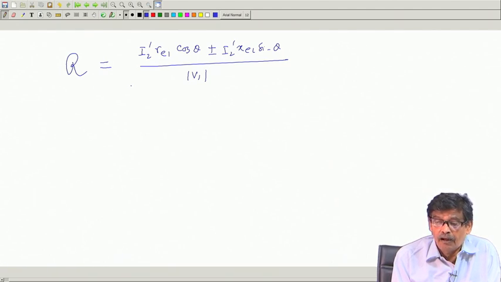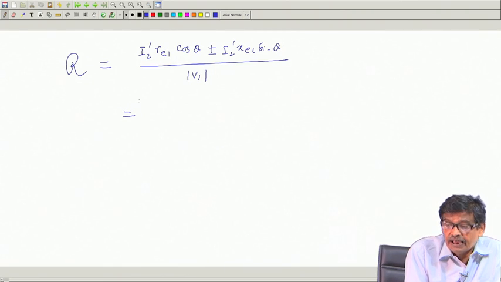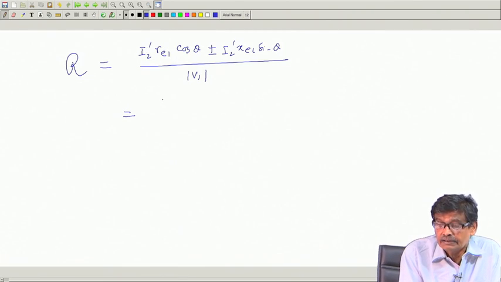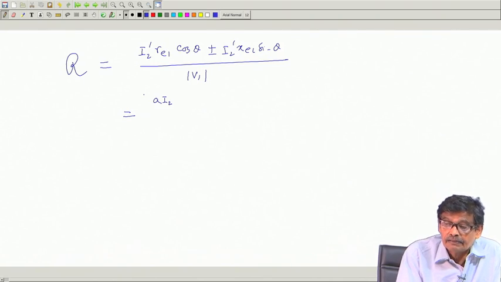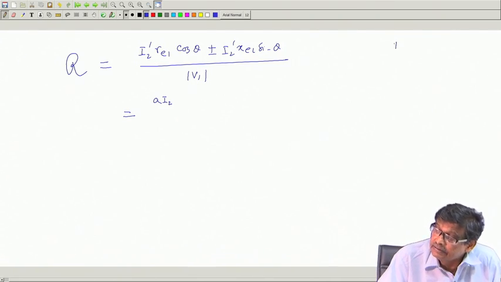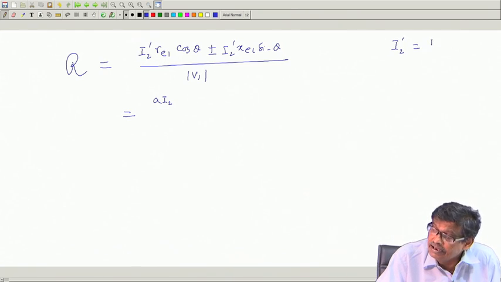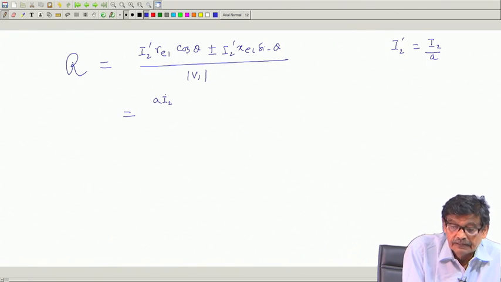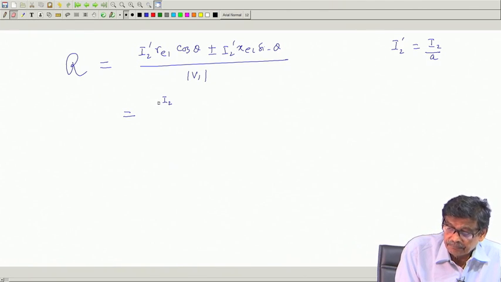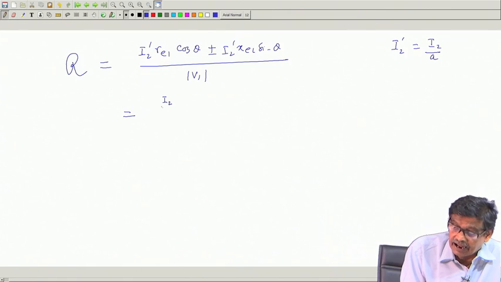Okay. How can it be written? Because I2 dashed is nothing but A into I2. No, I2 dashed is equal to I2 by A. So I2 dashed, I2 by A, sorry. So, it will be I2 by A I can write.